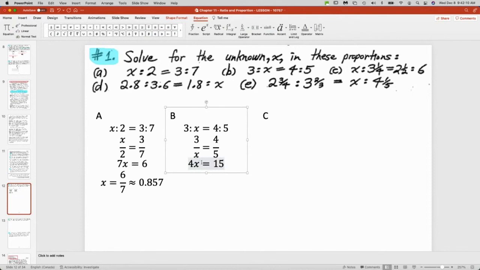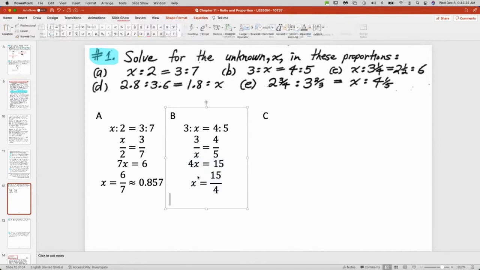Because when you cross multiply, you could write the answer 2 different ways. You could write 4x equals 15 or 15 equals 4x. Really, it doesn't matter which way you write it. I just prefer to have the x on the left side. So 15 divided by 4 works out exactly. 15 divided by 4 is going to be 3.75.